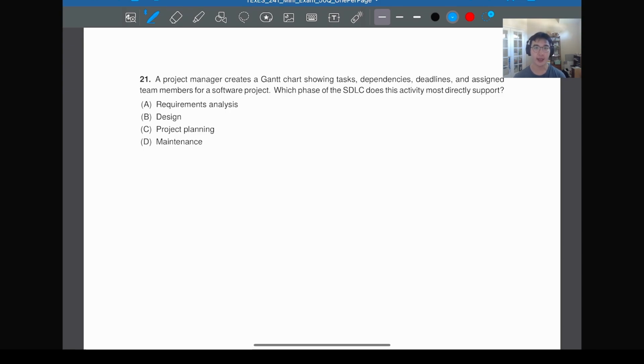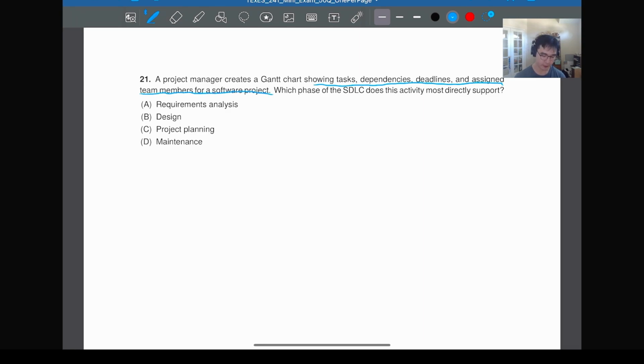So once again, I highly encourage you to take a look at a graphic or a chart of what exactly the software development lifecycle is. But something I like is the different sections of this lifecycle kind of tell you what goes on during that portion. So we are concerned with this part right here. Tasks, dependencies, deadlines, and assigning team members for a project.